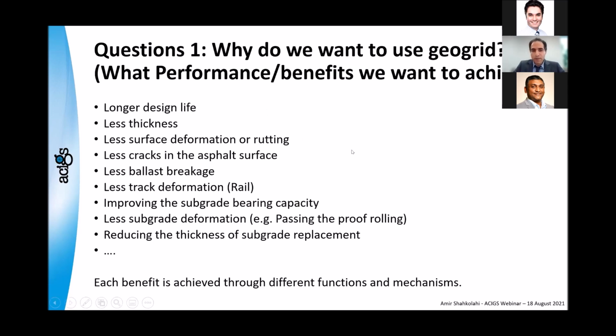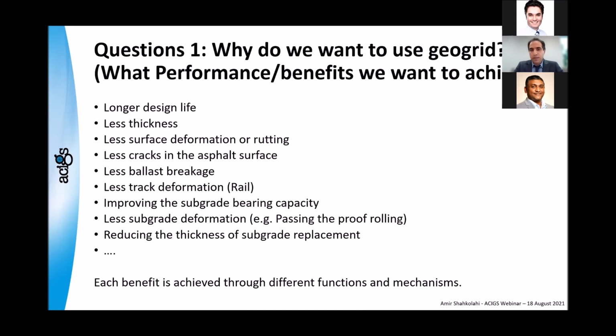Question number one tells us, why do we need to use geogrid? There are just some examples; it can be less or more. Do we want a longer design life, less thickness? Less surface deformation or rutting? Less cracks in the asphalt layer? Less ballast breakage or less track deformation if it's a rail, for example? Are we improving the bearing capacity of the subgrade? Less subgrade deformation, reducing the thickness of the subgrade replacement, and many more.